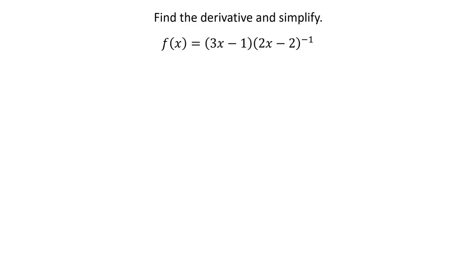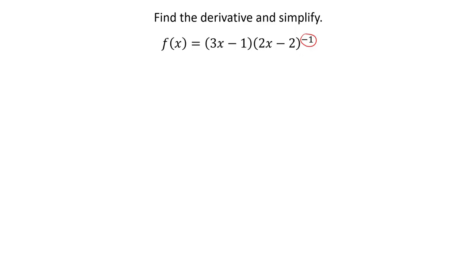Let's do some more examples of finding the derivative using the quotient rule. Here we're asked to find the derivative and simplify f of x equals the product 3x minus 1 times 2x minus 2 raised to the negative 1 power.